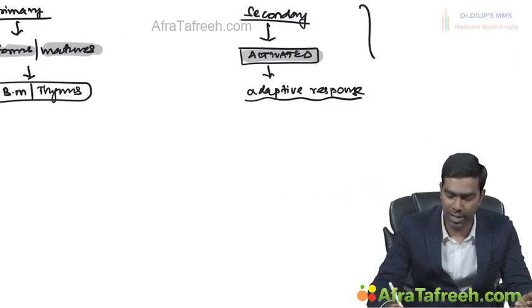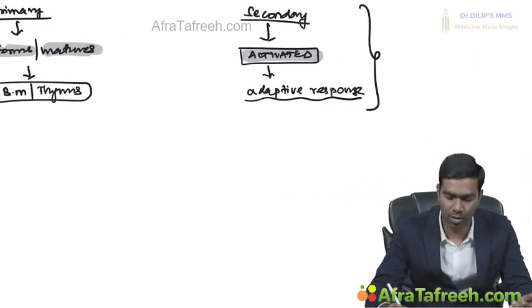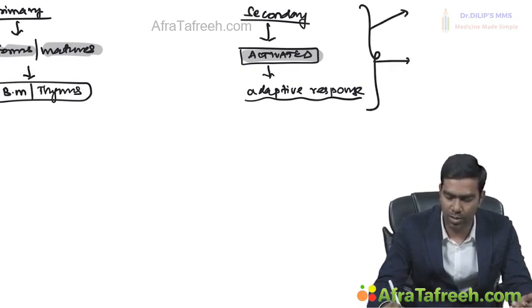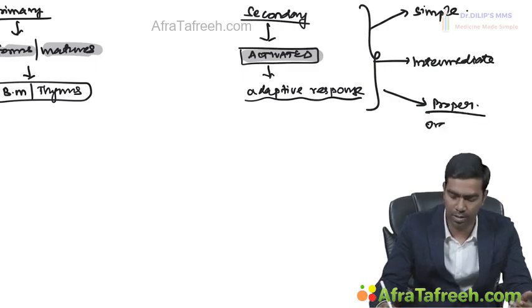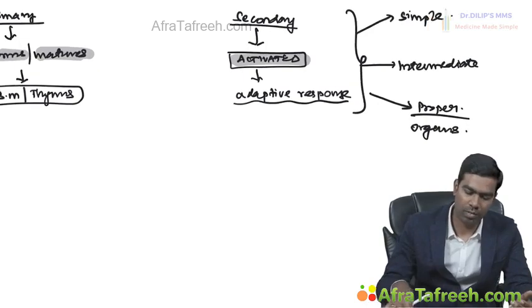By principle, the secondary lymphoid organs are multiple. So you can classify secondary lymphoid organs into three groups. The first group is the simple tissue group. The second one is the intermediate group, and the third one is the organ proper, or organus proper, that's the Latin name. So proper organs form the secondary lymphoid organs.